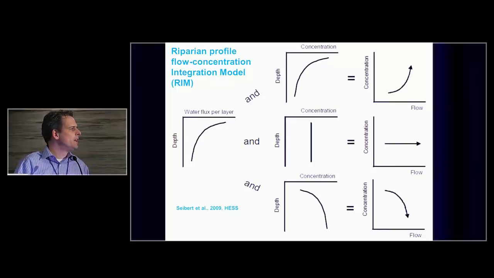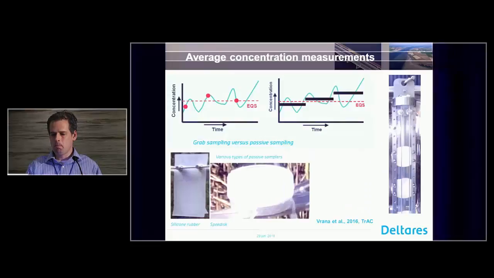forecast the concentration discharge relationship in surface water, but you can also do that the opposite way. So when you have good monitoring data in surface water, you can do this backwards and actually predict this concentration depth profile. But I refer to Seibert if you want to know more about that.